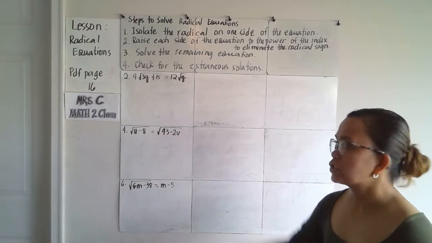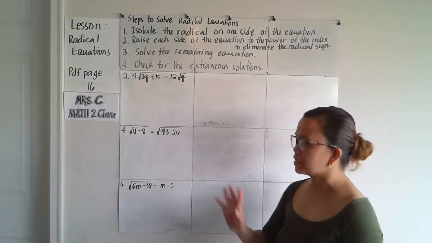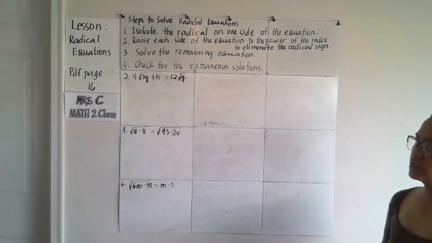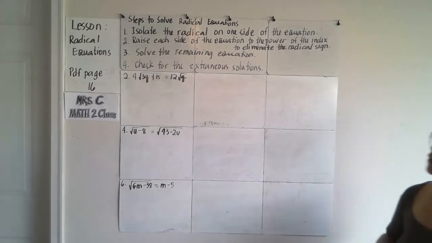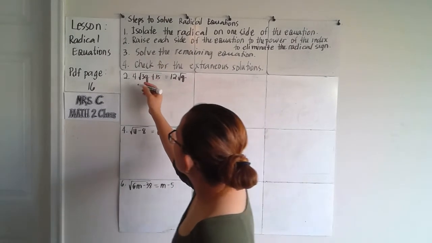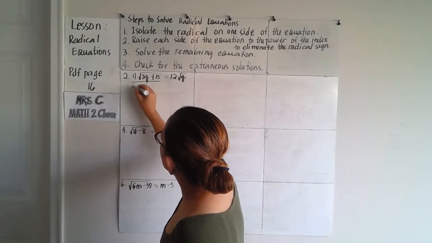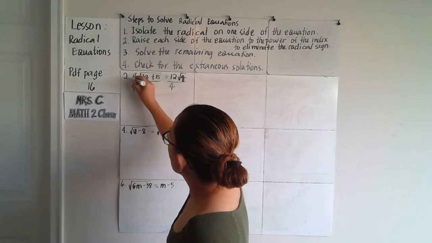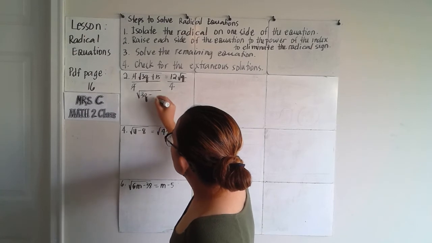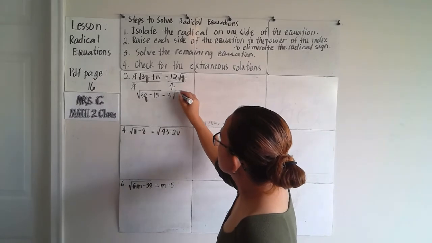So let's start. Number 2, 4, 6, it looks hard, right? But it's not. The second example is 4 square root of 3q plus 15 equals 12 square root of q. First thing, as the step says, we need to isolate the radical. So divide both sides by 4, cancel out, and that will give us square root of 3q plus 15 equals 12 divided by 4, which is 3 square root of q.